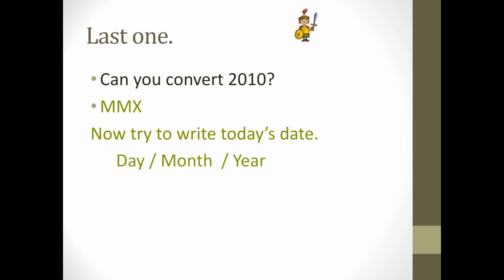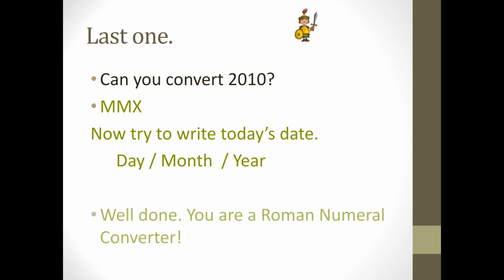Now try this as well. Try to write today's date in Roman numbers. And if you don't remember any of the numbers, you can again go back to pages 3 and 4 and read the tables carefully, okay? Well then, you are a Roman number converter. You have become a Roman number converter. Well done.